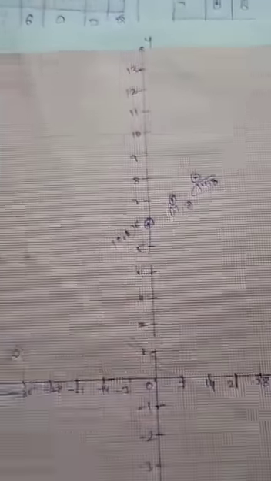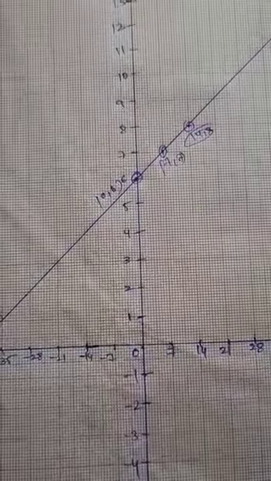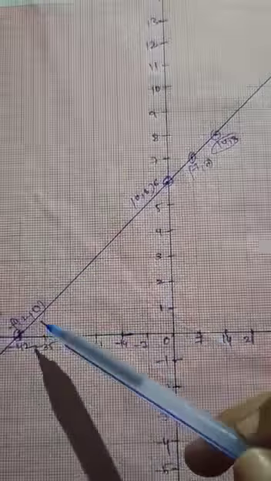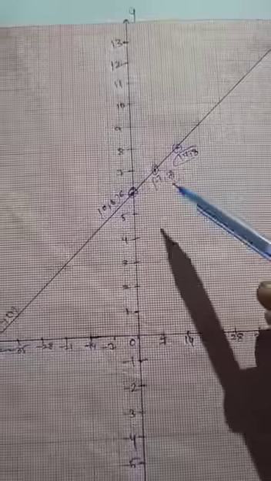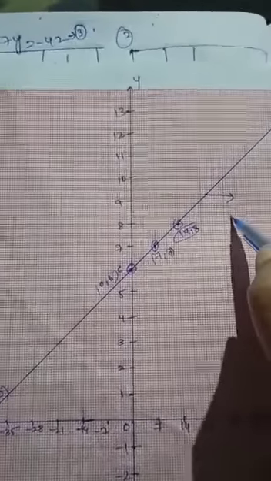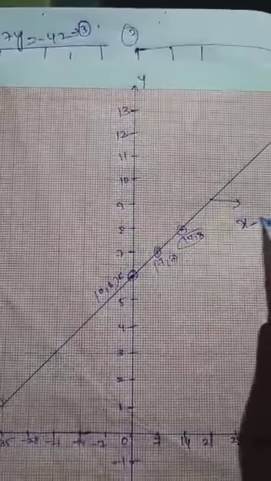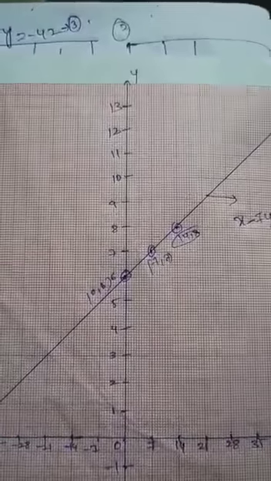Connect all the points. Here we get a straight line. This line represents equation 1. Equation 1 is x minus 7y equal to minus 42.